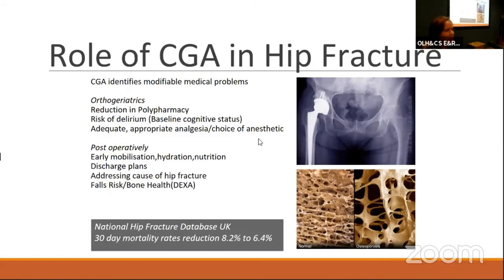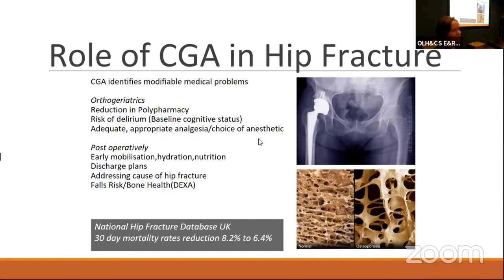So, of course, addressing the cause of the hip fracture is paramount. We're looking, if it was a fall, why did the patient fall? Do they need a full falls assessment? Looking at their medication, again, it could cause falls. And bone health, I suppose after a hip fracture, we know the person no doubt has osteoporosis. So appropriate treatment and adherence to treatment and toleration of treatment would be vital.